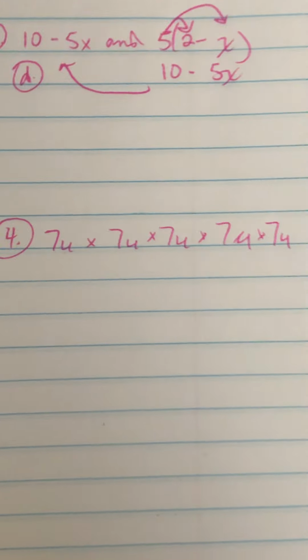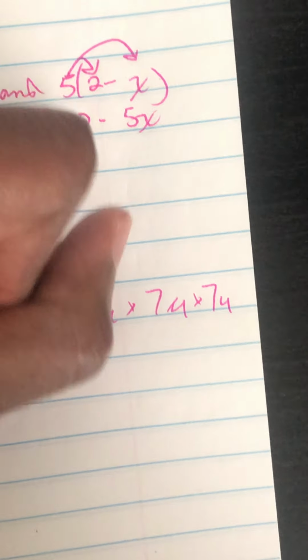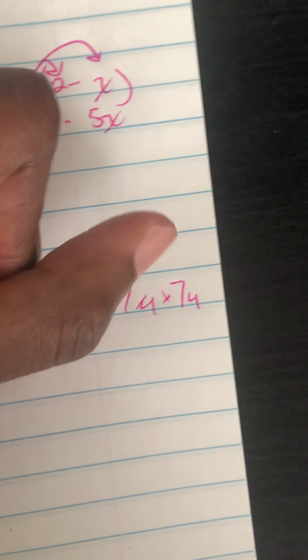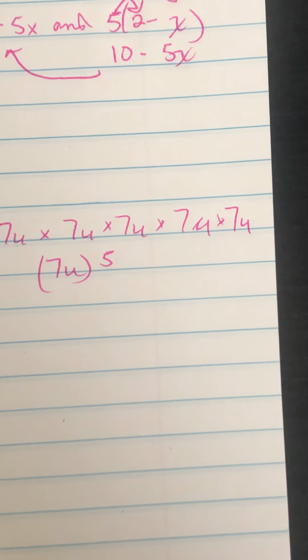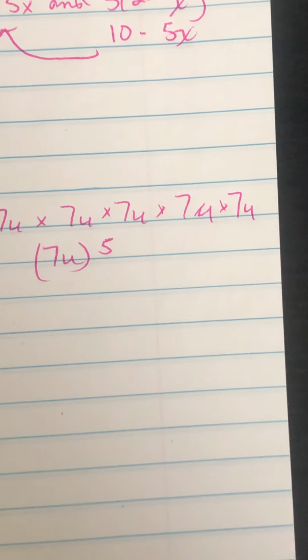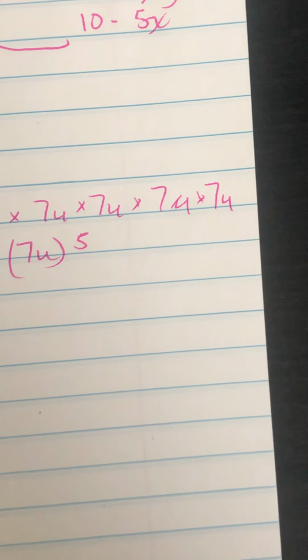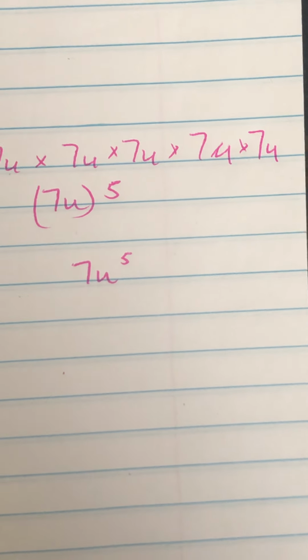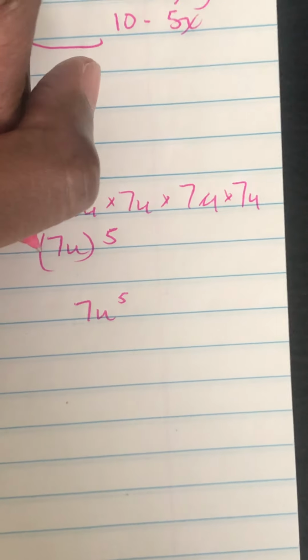So we have 7u and then 5, so 7u to the 5th power, because it's not 5 times 7u, that would just be 35u. So it's not A. It's going to be 7u in parentheses to the 5th power. It's not C, and it's not 7u to the 5th power without parentheses, because that would be saying 7 times u to the 5th power. So it has to be this one, which is B.